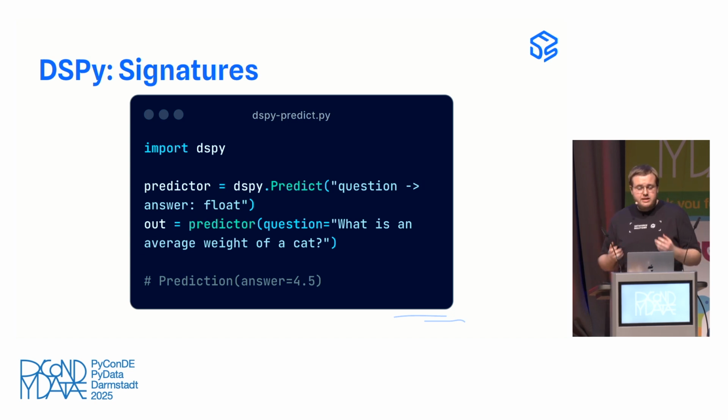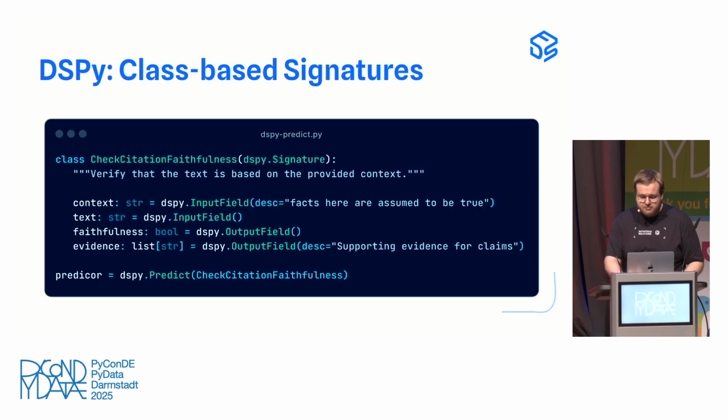However, in many cases, such simple string-based signatures are not enough. For example, what if the variables within the signature are not self-explanatory, or we want to explicitly set the initial instruction? And fortunately, in DSPy, this can be achieved with class-based signatures.